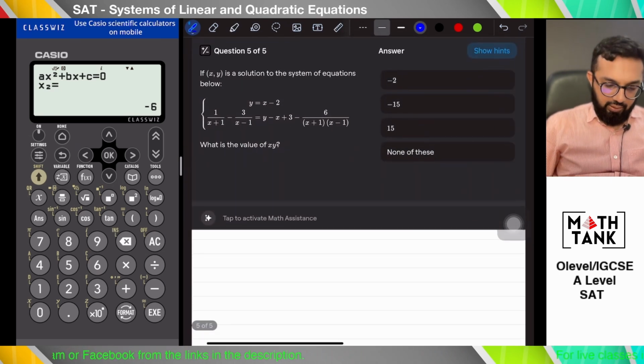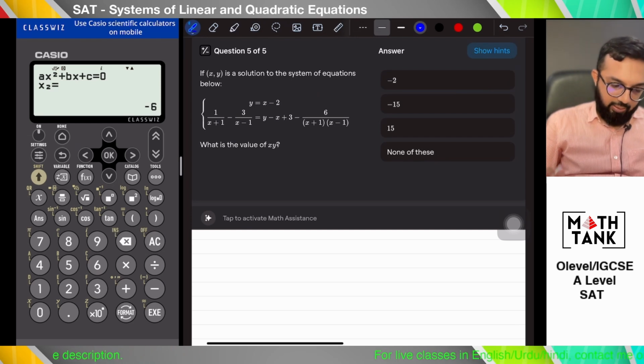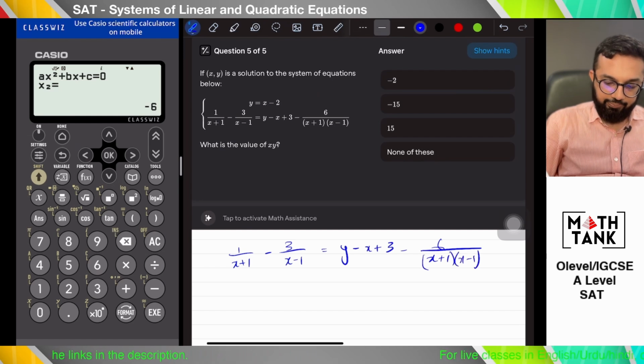Last question for the hard questions. Let's try to solve this quickly. Although it's a very long question, so I'm going to have to be careful when I'm solving this as well. y equals x minus 2. So 1 over x plus 1 minus 3 over x minus 1 equals y minus x plus 3 minus 6 over x plus 1 and x minus 1.